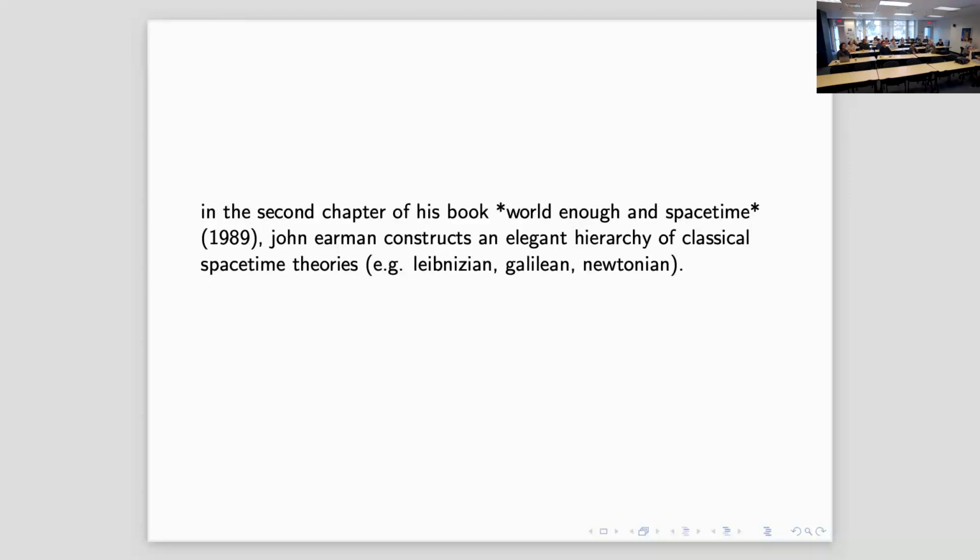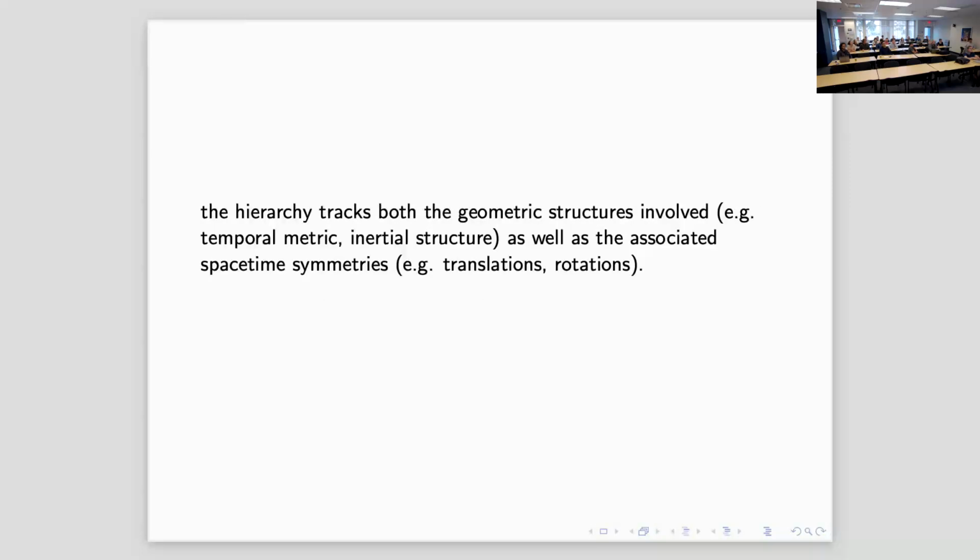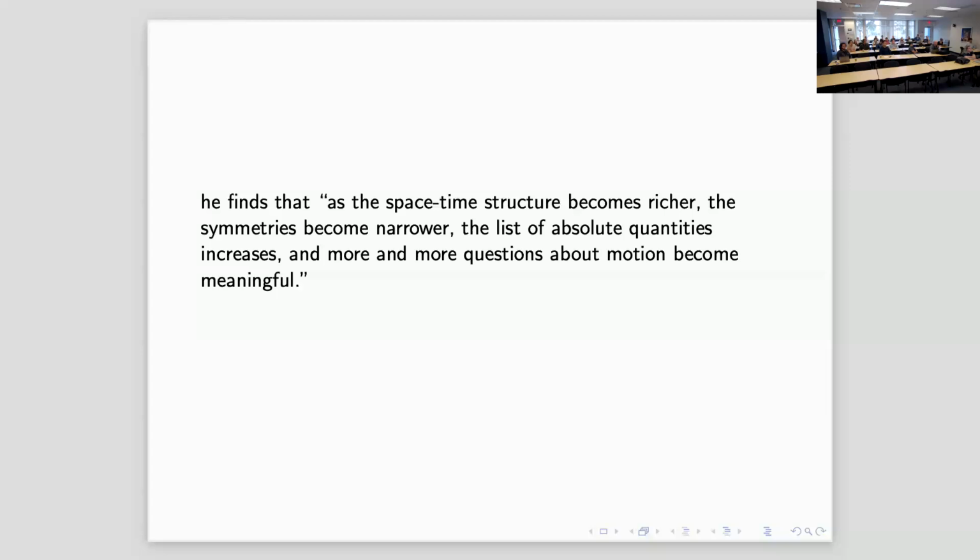In the second chapter of his book World Enough and Spacetime, John Earman constructs an elegant hierarchy of classical spacetime theories. Really a wonderful chapter. I think in many ways the best chapter of the book. So clear. The hierarchy keeps track of geometric structures involved, as well as the associated spacetime symmetries. And he finds that as the spacetime structure becomes richer, the symmetries become narrower and the list of absolute quantities increases. More and more questions about motion become meaningful.